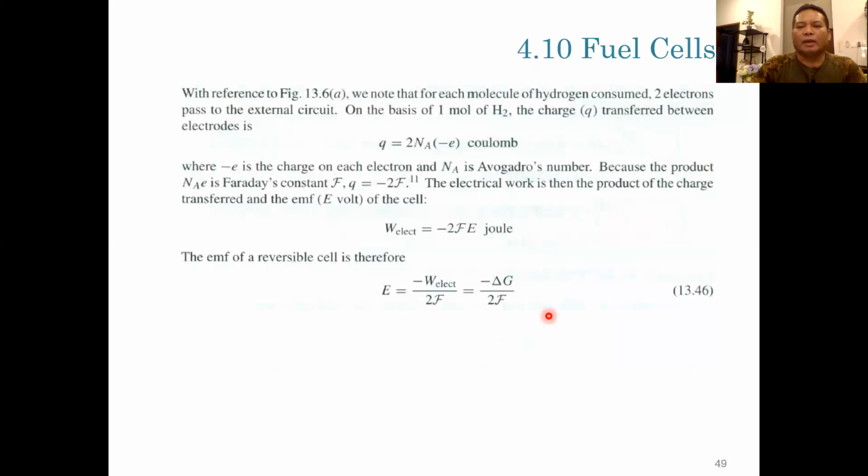Then we can further calculate using Q. Q is two times the Avogadro number times e, the charge of each electron in coulombs. So we can rewrite it as Q equal to minus 2F, where F is the Faraday constant, times E. E is the voltage. So from this equation we get the EMF. For any battery, the most important thing is the voltage. The bigger the voltage, the more power you can extract.